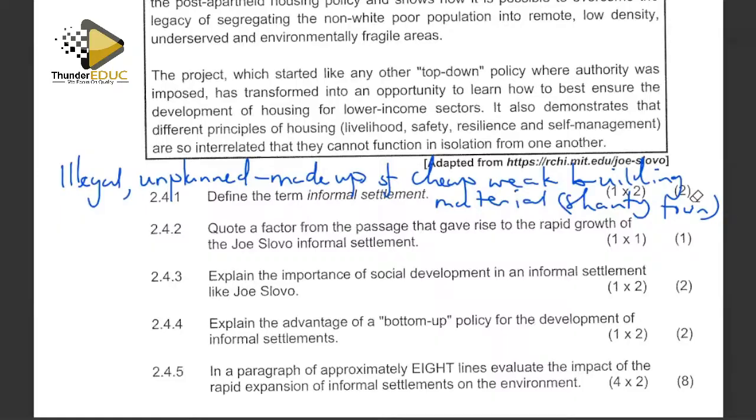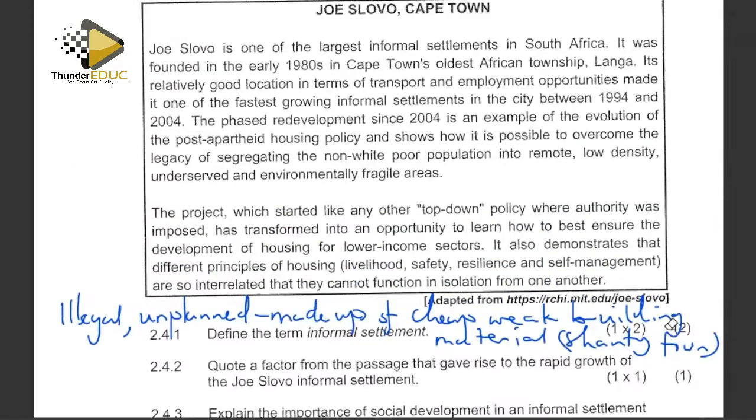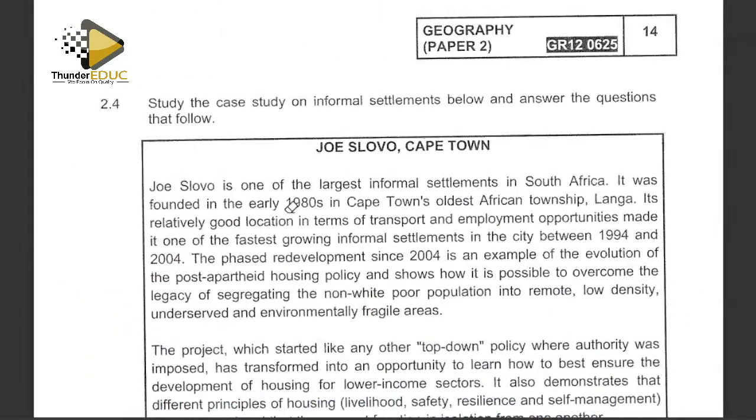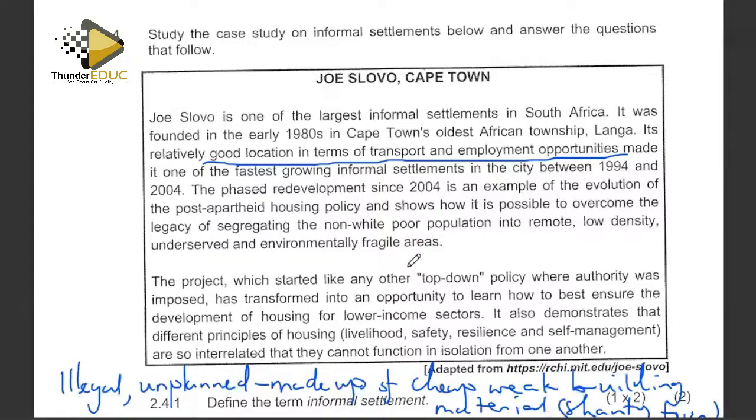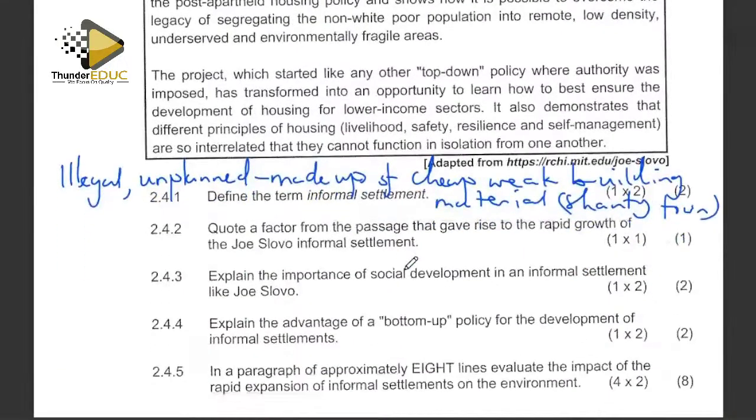Quote a factor from the passage that gave rise to the rapid growth of Joe Slovo informal settlement. We find it from the extract. It says, it was founded in the early 1980s in Cape Town's oldest African township, Langa. Its relatively good location in terms of transport and employment opportunities made it one of the fastest growing informal settlements. Because it has a good location in terms of transport and employment opportunities, that is why it had a rapid growth.